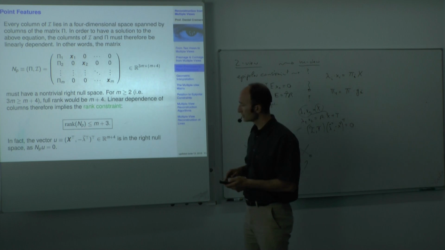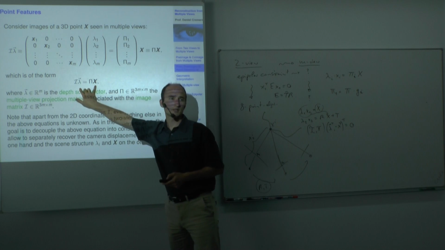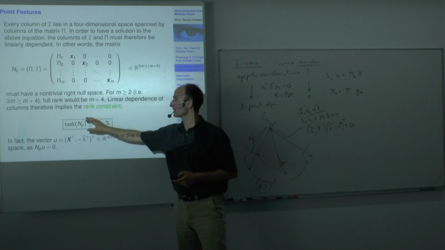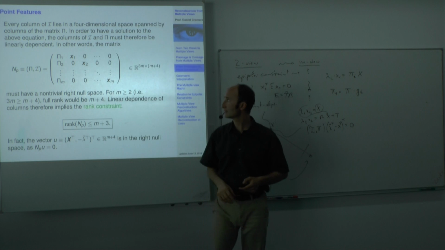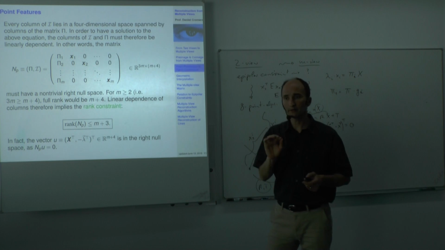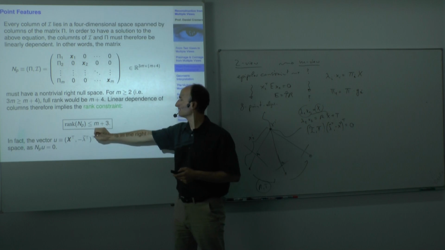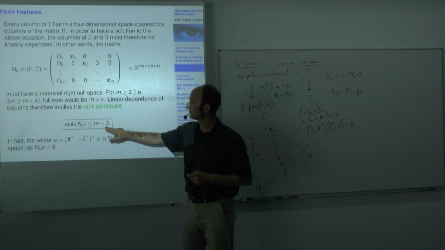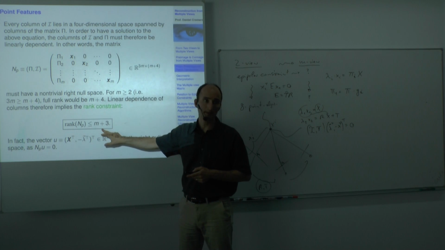And so we just use the projection matrix saying the solution should fulfill this equation system, and we can say this can only happen if the rank of that matrix is smaller than m plus 3. So we're already one step further. We now have a matrix and can say there exists a reconstruction if and only if the rank is smaller than m plus 3.